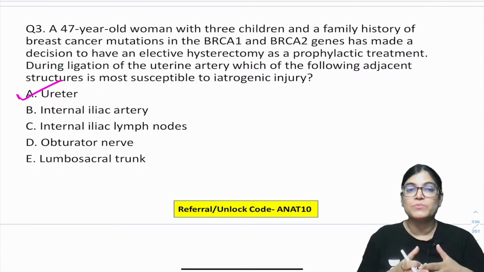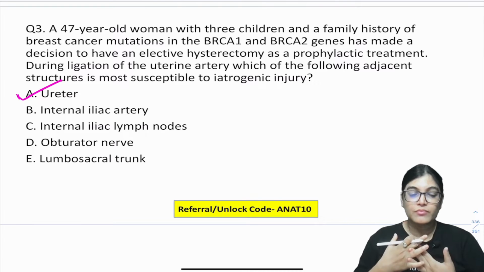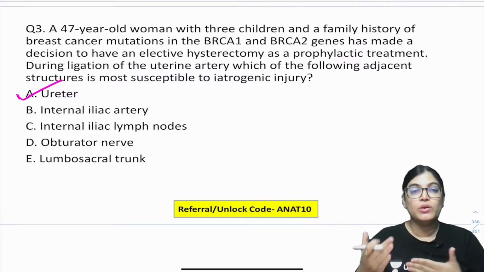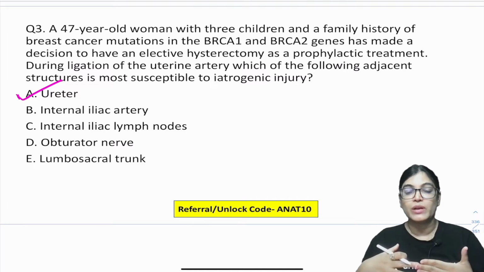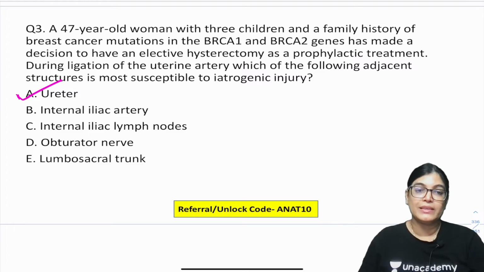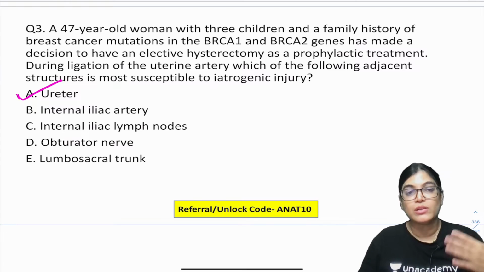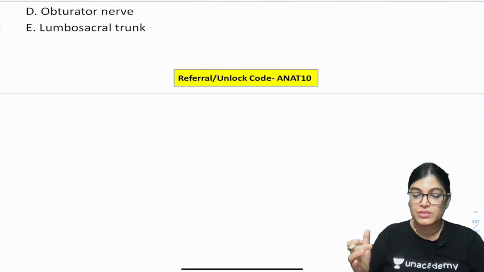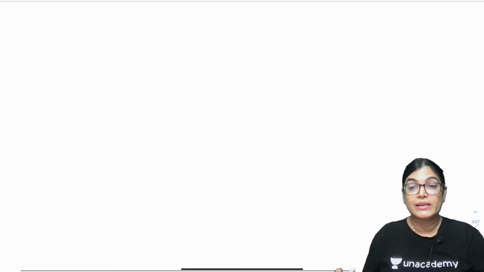So, what we will understand now is that the ureter is going below the uterine vessels, and urine is passing in the ureter, so water is lying below the bridge. It is the most commonly affected structure among the options provided. I would also like to tell you about the relation of other structures, but ureter is the right answer. So, let's firstly write down the relation of the ureter and uterine vessel.